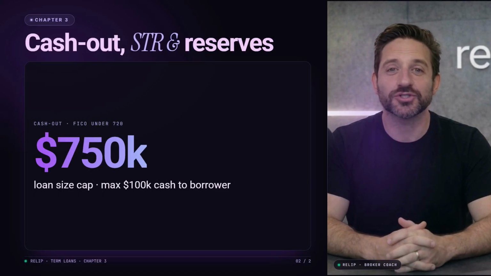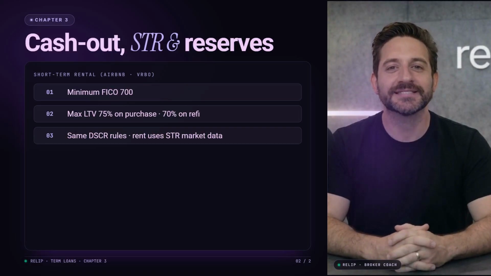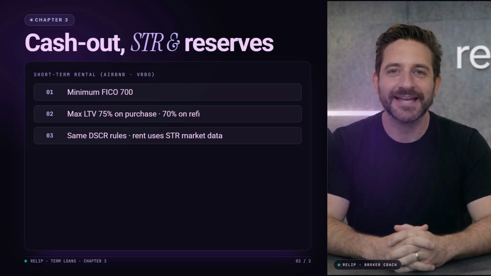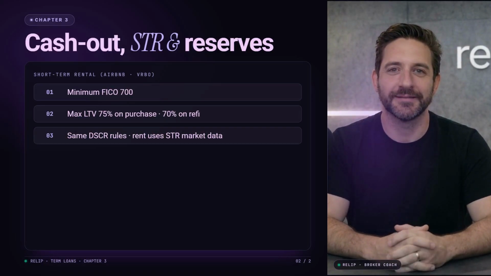If the property is a short-term rental, an Airbnb or a VRBO, the borrower needs at least a 700 credit score, and the maximum LTV is 75% on a purchase, 70% on a refinance. Loan range is $100,000 to $3 million.